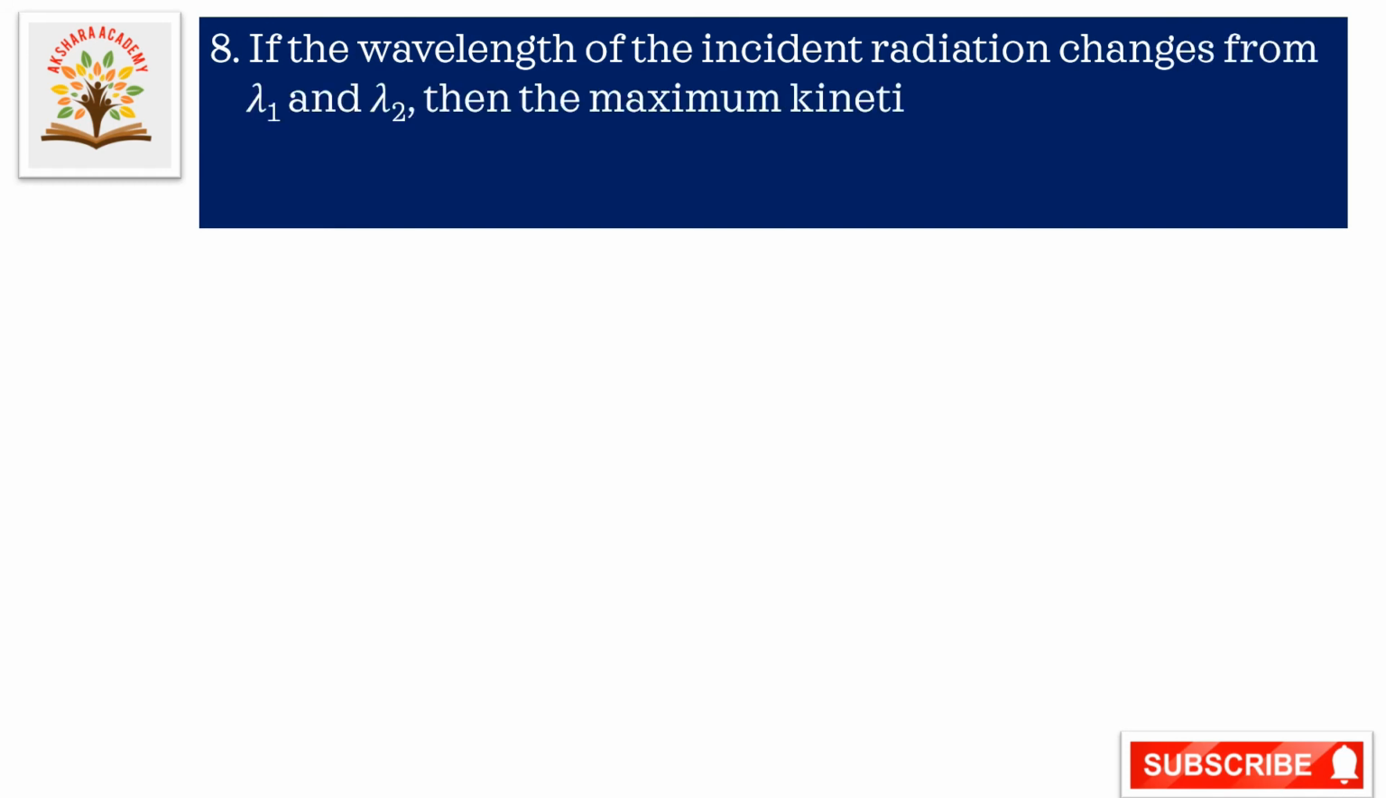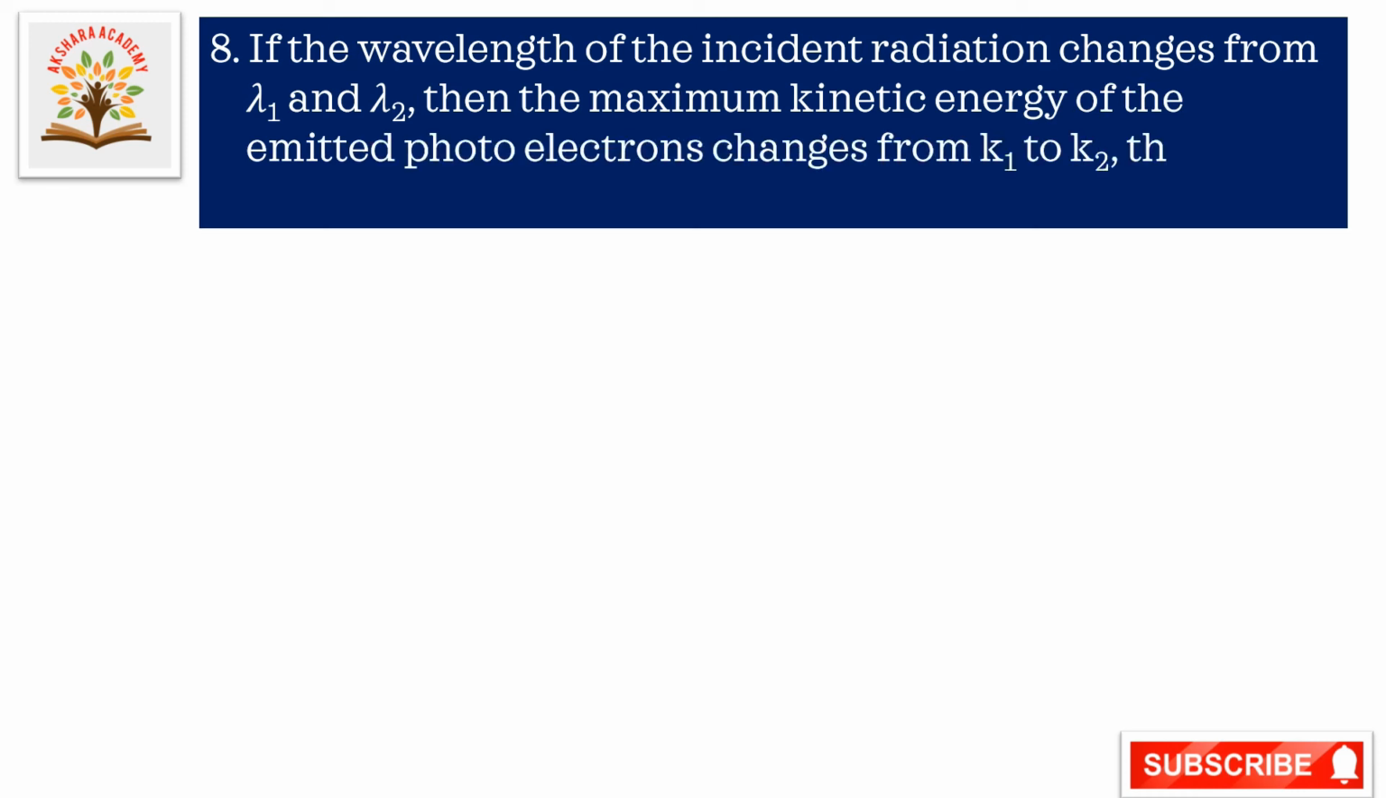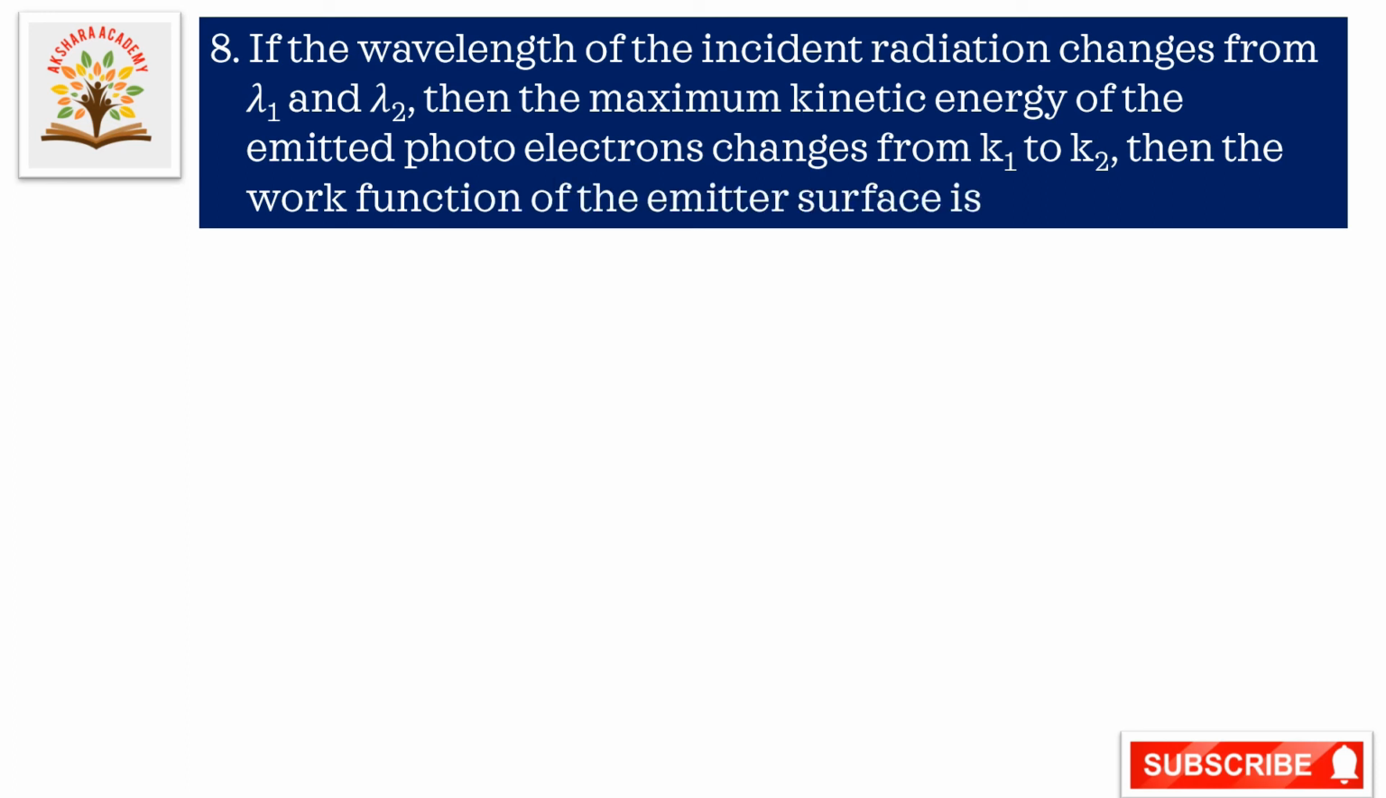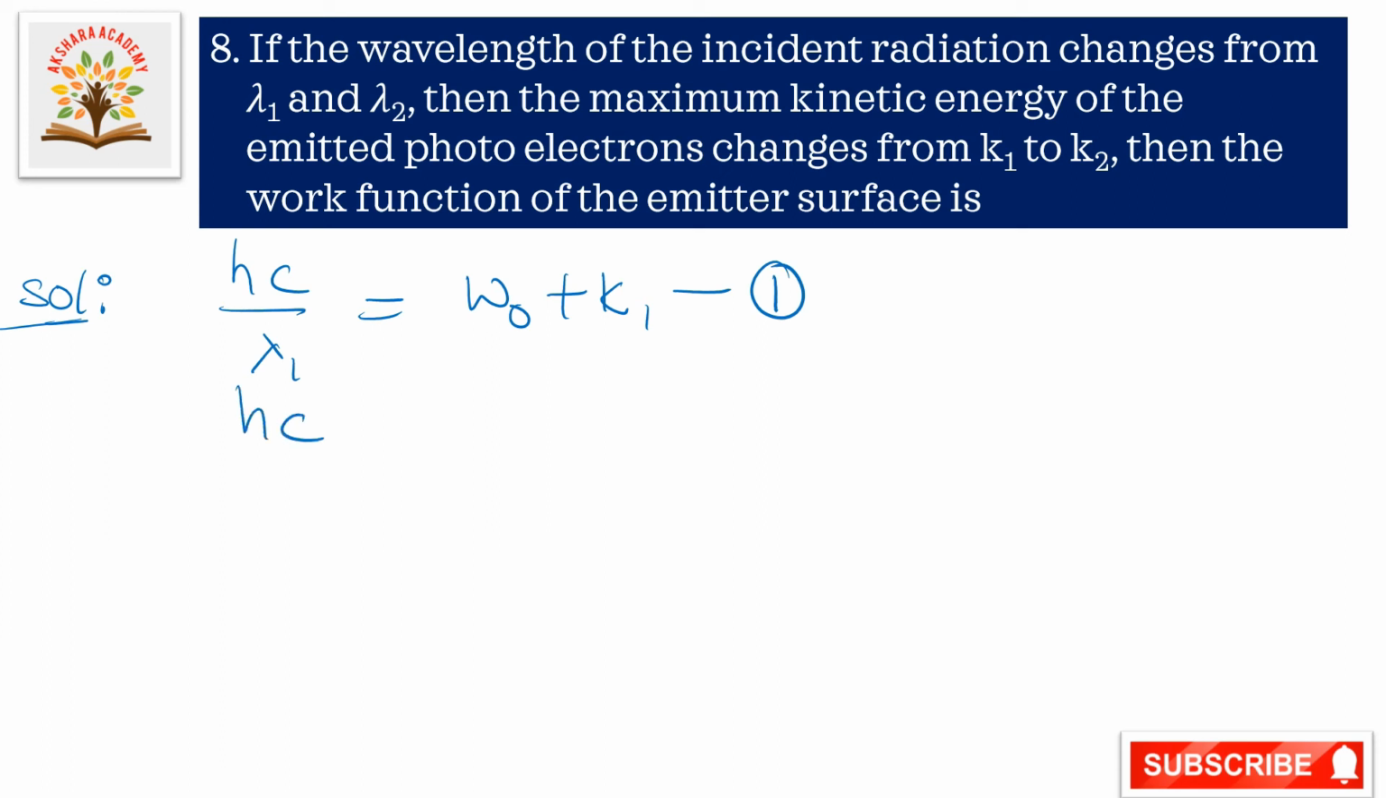If the wavelength of the incident radiation changes from lambda 1 to lambda 2, then the maximum kinetic energy of the emitted photoelectrons changes from K1 to K2. Then the work function of the emitter surface is. Now let us go to the solution. Hc by lambda 1 is equal to work function plus K1. This is equation number 1. And Hc by lambda 2 is equal to W naught plus K2. This is equation number 2.